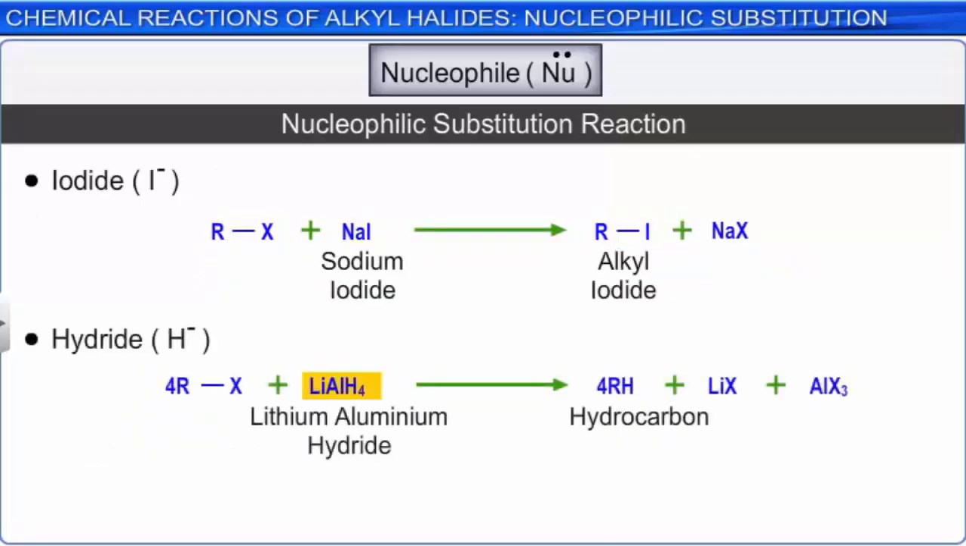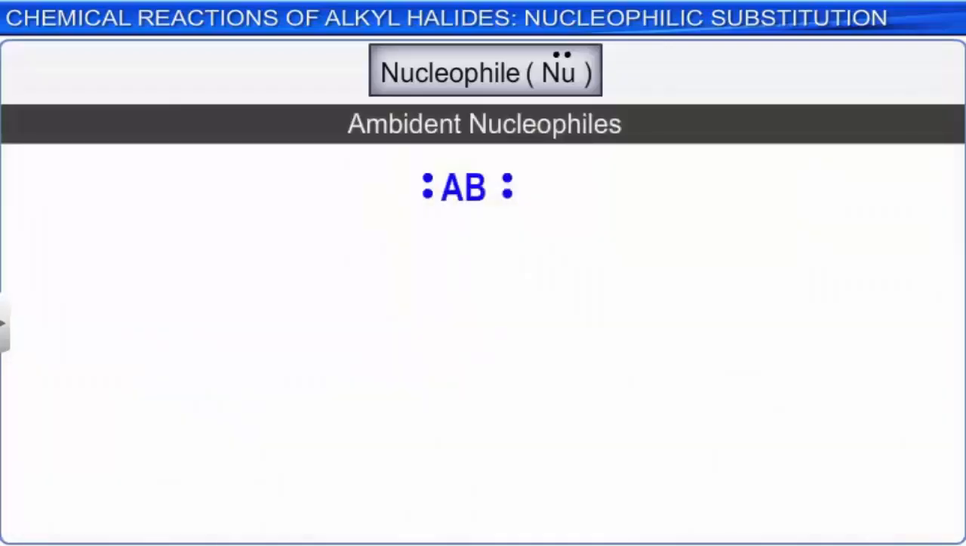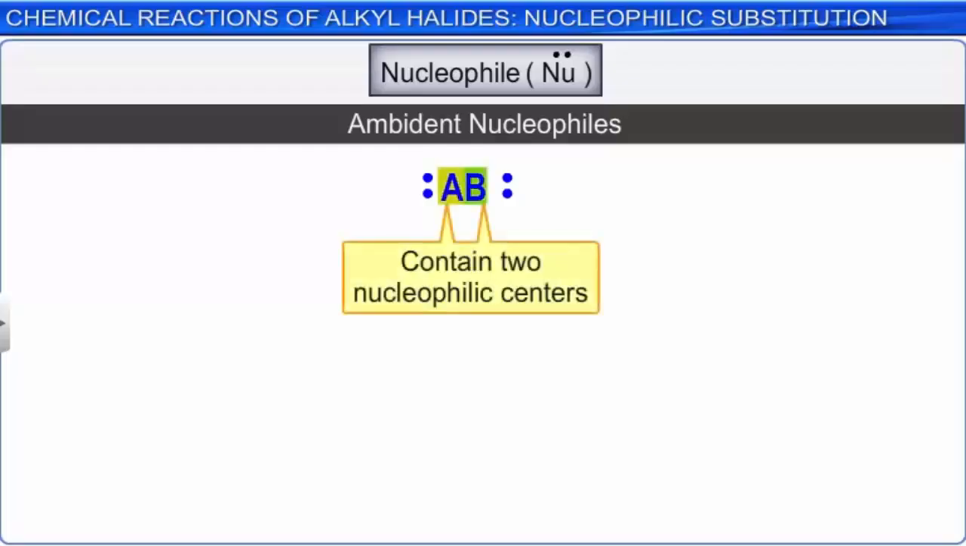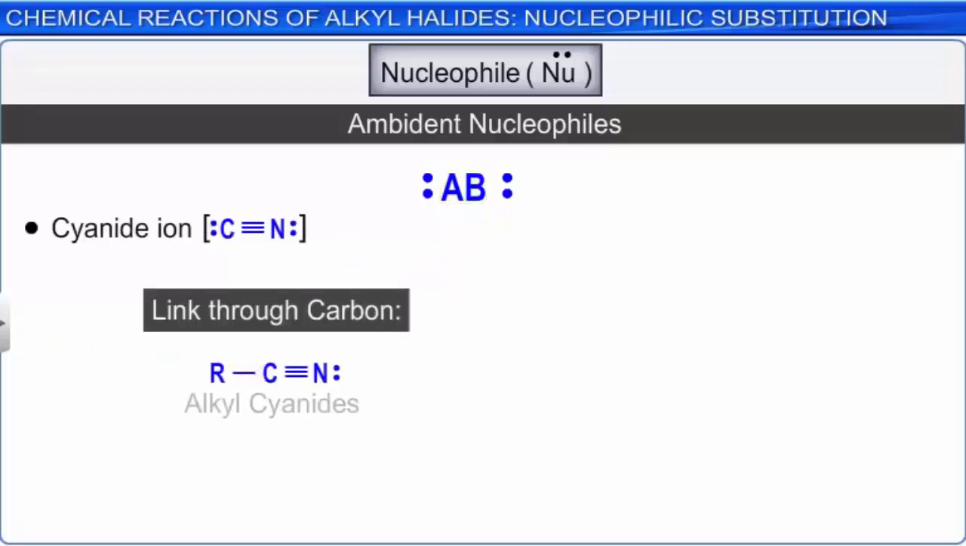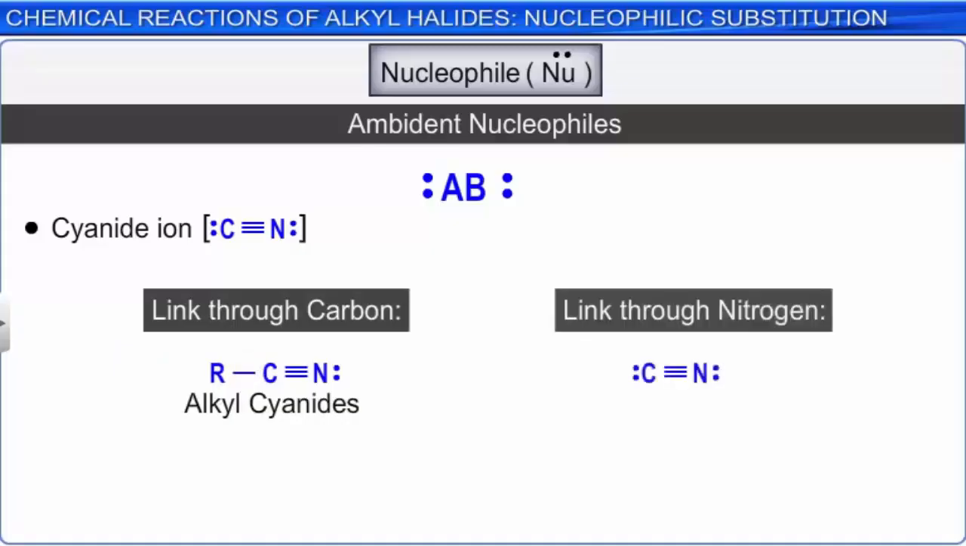Lithium aluminium hydride can be used to convert alkyl halides into hydrocarbons. Some nucleophiles can be described as ambident nucleophiles. These contain two nucleophilic centers and so can link to the alkyl halide in two different ways. For example, the cyanide ion can link through the carbon atom to make alkyl cyanides. If the cyanide ion links through the nitrogen, alkyl isocyanides will form.